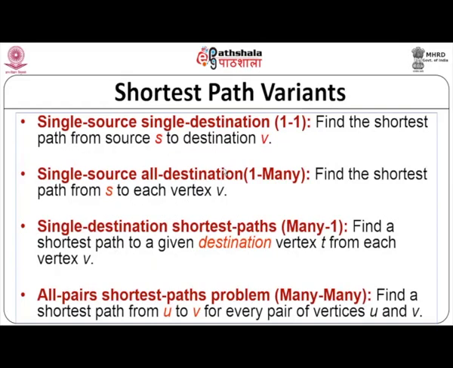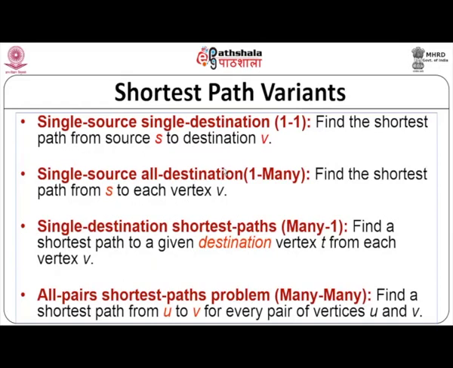So, you have to find the shortest path from a given source S to a given destination vertex V. Then you have single source, all destination. It is a one to many type of algorithm, where you find the shortest path from the source node S to each and every vertex in the set V. Then you have single destination shortest path, that is many to one, where you find the shortest path to a given destination vertex T from each of the other vertices in the graph.